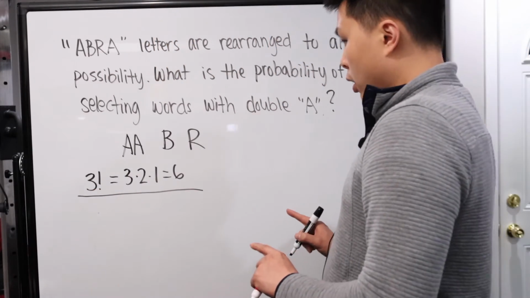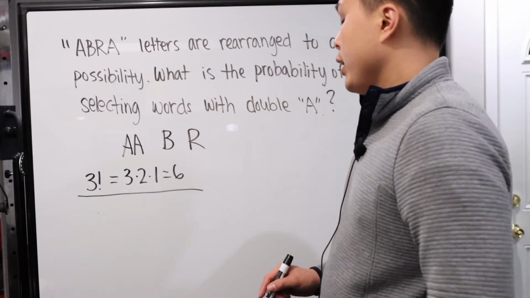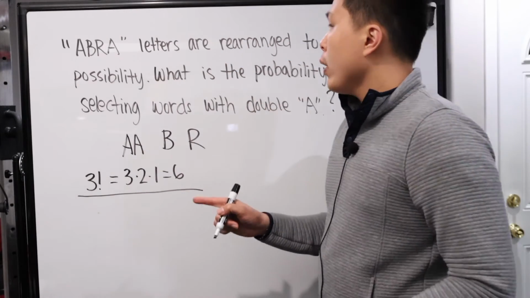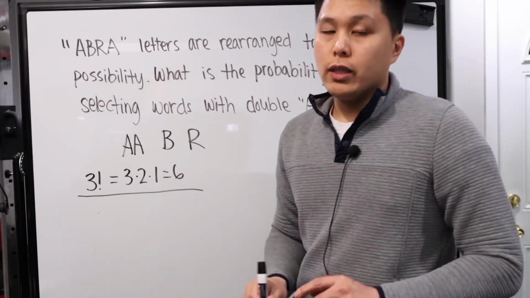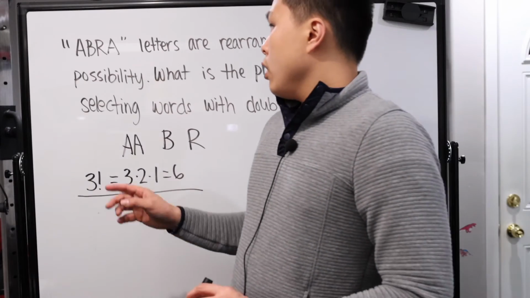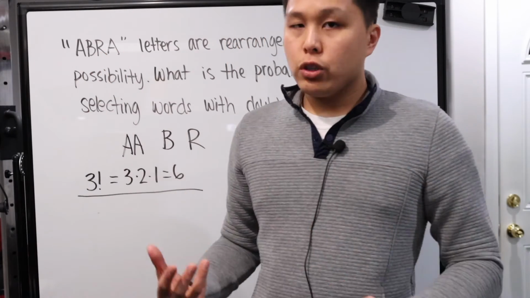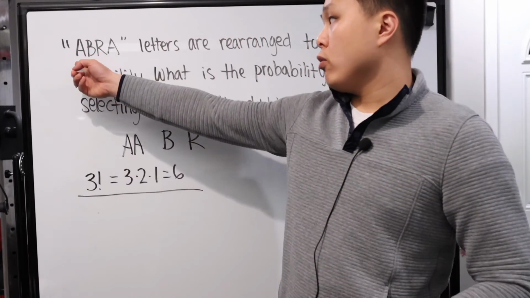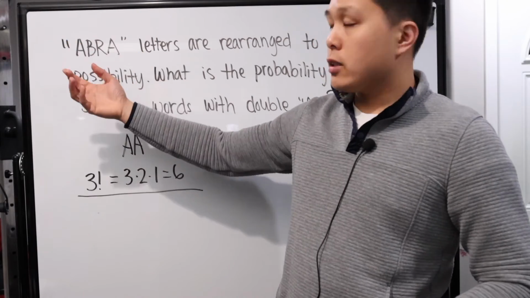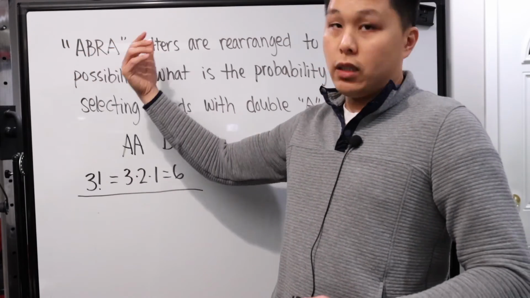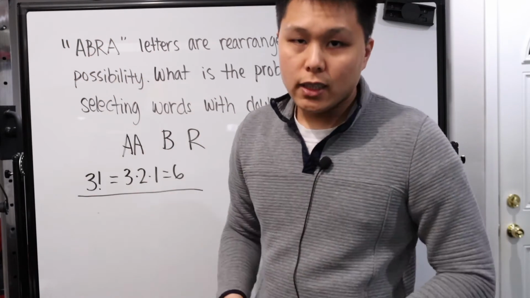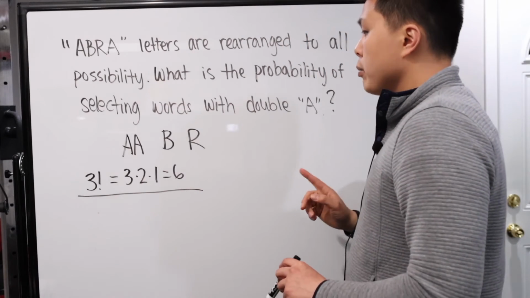The bottom part is a little tricky, right? We're looking at all the possible ways to rearrange these 4 letters. Now here's the key though. The 2 A's are technically interchangeable. It doesn't matter if this A was in one place and all of a sudden the next possibility is this A is in the other place and they switch. That doesn't matter in this case. So we have to be careful of that.